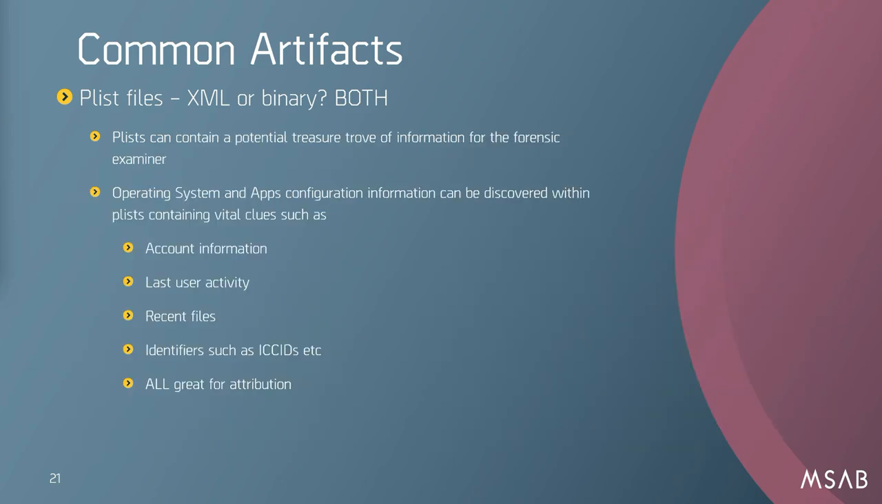Now, P-lists can be binary as well, and they can contain a potential treasure trove of information. We can find operating system and app configuration information. All of these things can help us with things such as attribution. So we may get account information, last user activity, recent files that have been used, identifiers such as the ICCID. These are all great for attribution. So you need the ability to read these files and understand them.